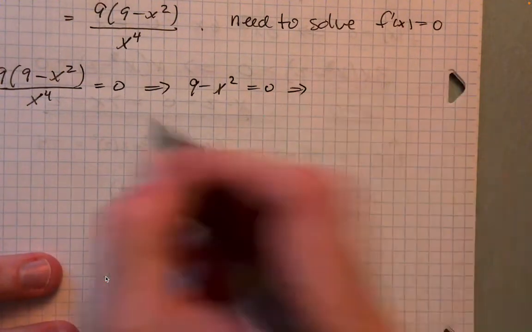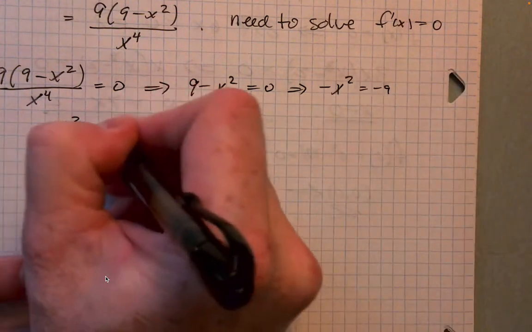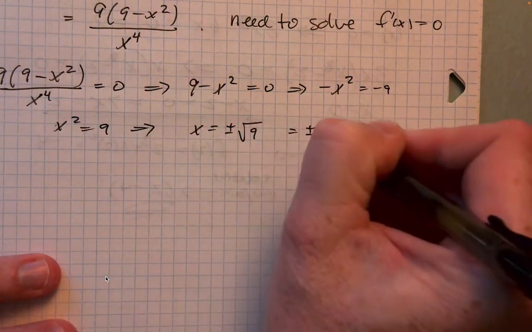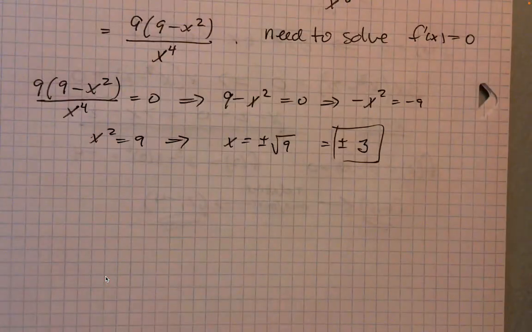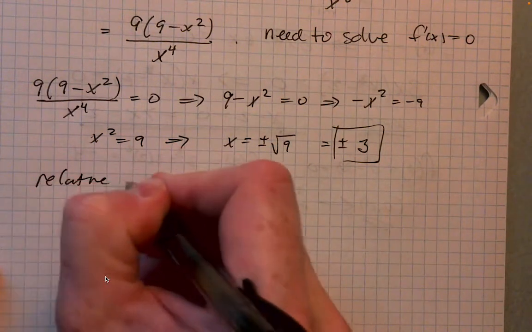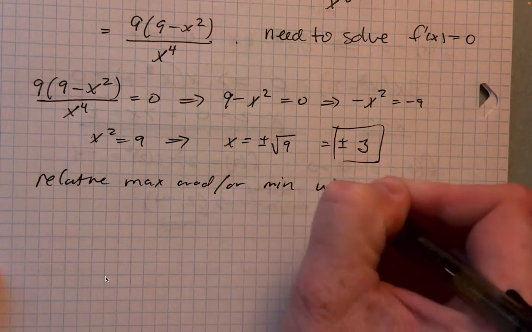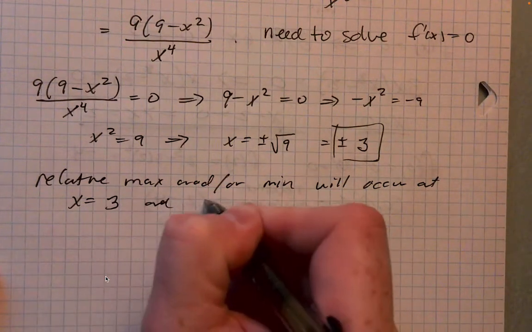And so you can do a little algebra to see that this is negative x squared equals negative 9. So x squared equals 9. And so x equals plus or minus the square root of 9, which is plus or minus 3. Okay, so when we set f prime equal to 0, and we solve for x to find the roots of the derivative, this indicates that a relative max and or min will occur at x equals 3 and x equals negative 3.